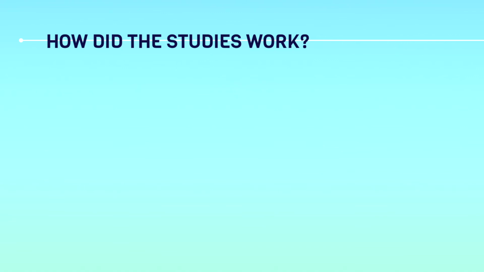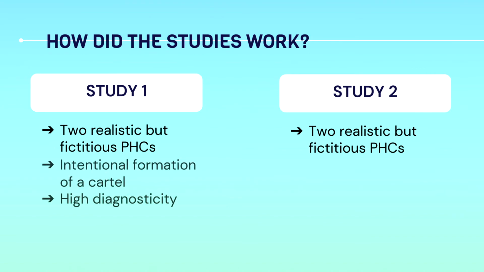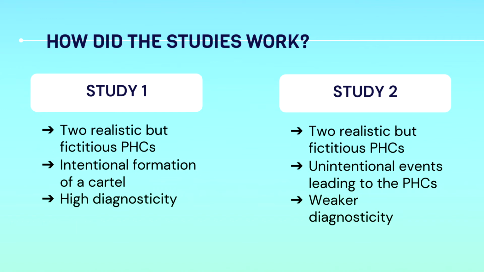How did we test our hypotheses? Well, we conducted 2 online experiments using 2 realistic but fictitious PHCs. The PHCs occurred in the French wine and Japanese electronic industries. Study 1's scenario involved the intentional formation of a cartel, which was a highly diagnostic case. Study 2 referred to unintentional contamination of wine with bacteria, as well as unintentionally defective electronic parts. The diagnosticity in Study 2 was weaker than in Study 1.